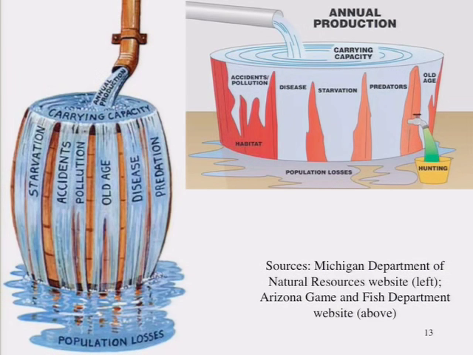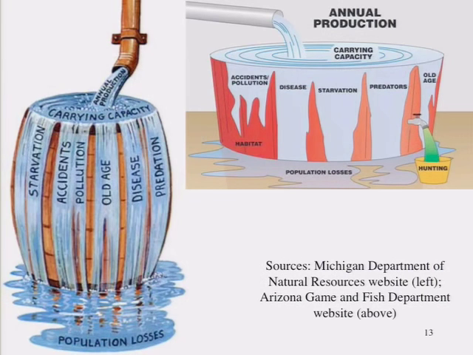I want to look more closely for the remainder of this lecture at the concept of carrying capacity. Any idea why these two pictures both appear on the websites of state game and fish or natural resources departments? And in fact, you can find variations on this same figure at the websites of many other state game and fish departments. What are they getting at? No hunters in the audience, I take it. Yeah? This is about hunting.